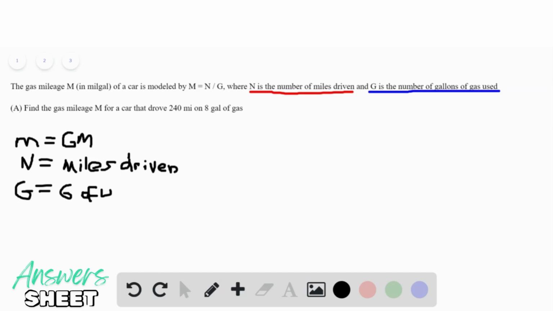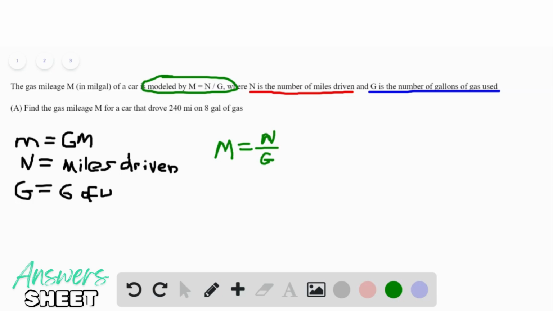Now that we've labeled these, we can also note that we can take out of this problem an equation, and the equation was actually given to us. Do you know what the equation is? The equation is right here when it says modeled by M equals N divided by G. So let's write that down. We'll write it right here. So M equals N divided by G. I'm sorry, this looks like a W. Let me fix that. All right.